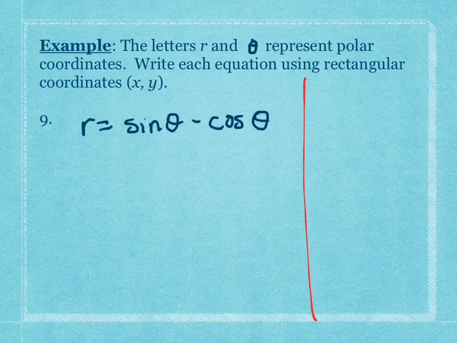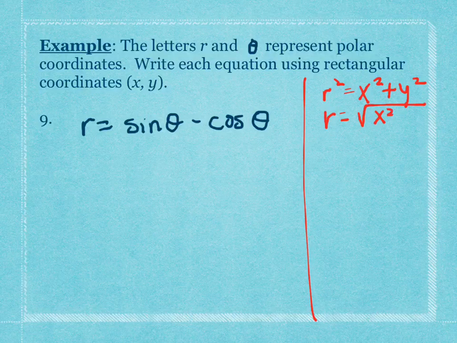I may not have an equation for r equals, but I do have an equation that has r in it. What do I have? r squared equals x squared plus y squared. So I have an r squared equals x squared plus y squared. So what's r? It is the square root of x squared plus y squared.